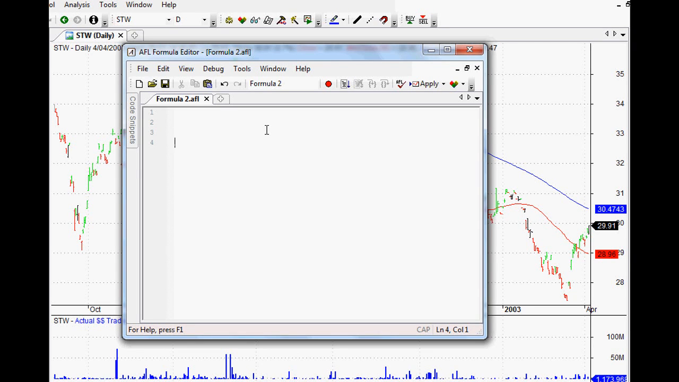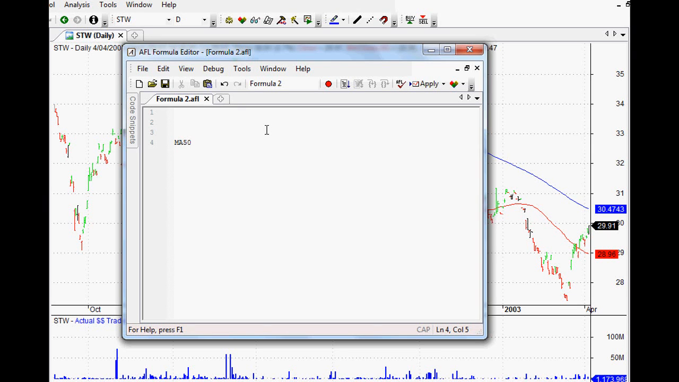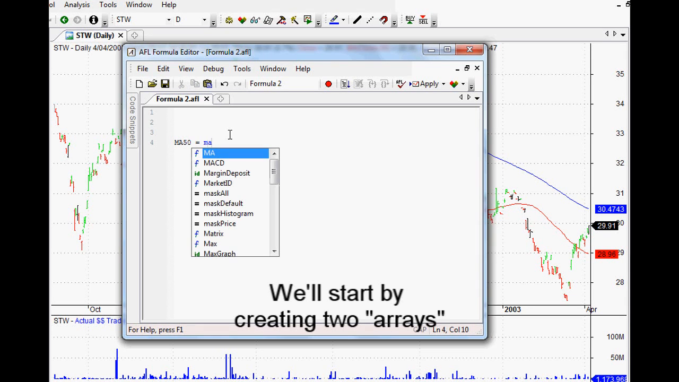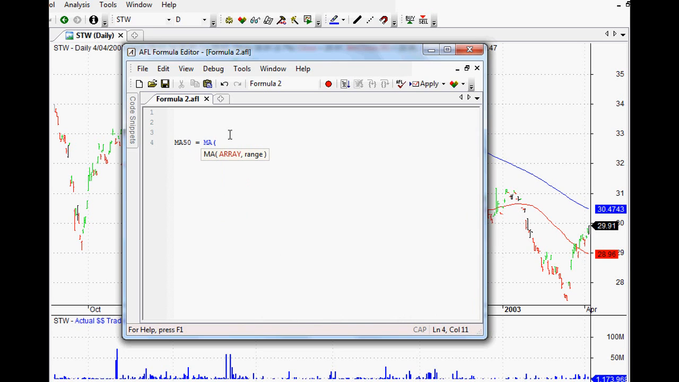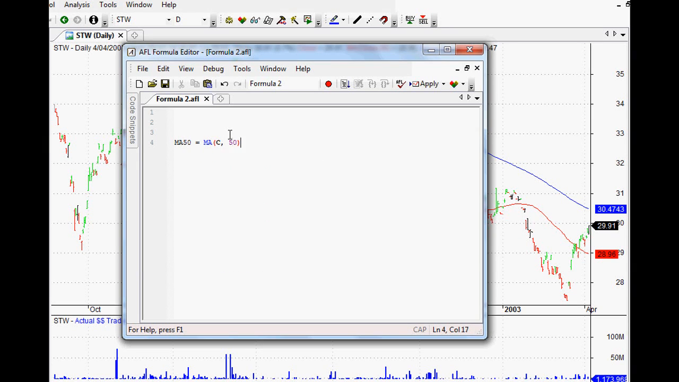All we need to do is set up our first moving average, and it might be our 50-day moving average. We'll turn it into an array, so we can call that array anything we like. The bones of it is MA, which turns blue, so that means AmiBroker recognizes it, and we open up our bracket, and it tells us what we want. The array we want is the closing price over the last 50 days.